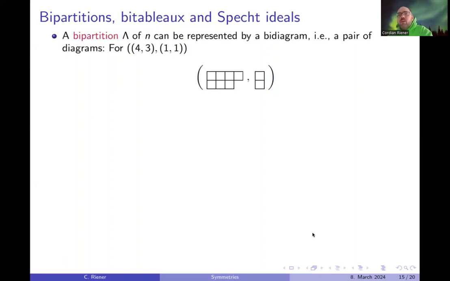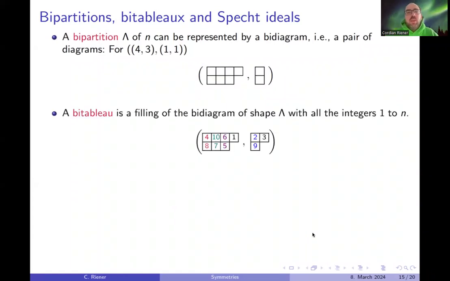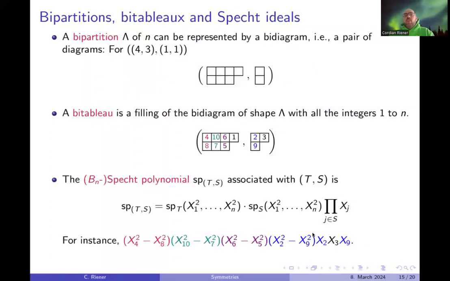Instead of one Young tableau, we need to take into account two Young tableaux. Again, we have a filling, so we fill in the numbers into these B tableaux, and we now define an associated Specht polynomial, and this looks very similar. We take the first tableau T, and we associate to it the normal Specht polynomial that we would associate to a tableau, but instead of x, we take x squared in the variables, and then we multiply at the end with all the variables that are in the other tableau, without any order, without any distinction of where they actually appear.